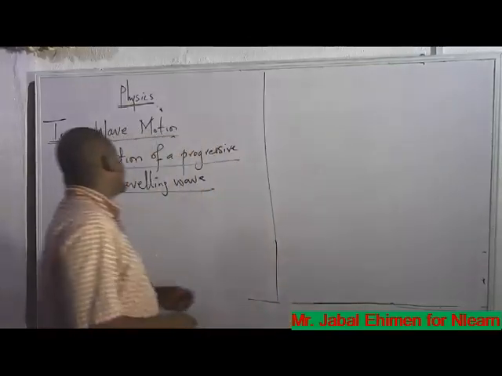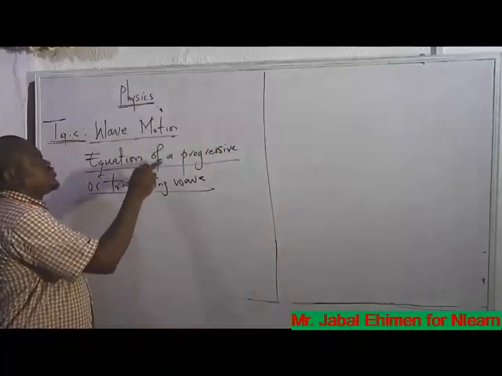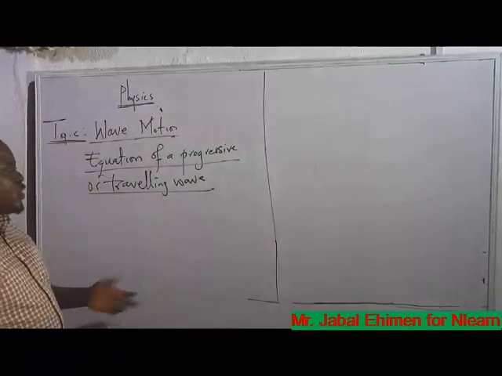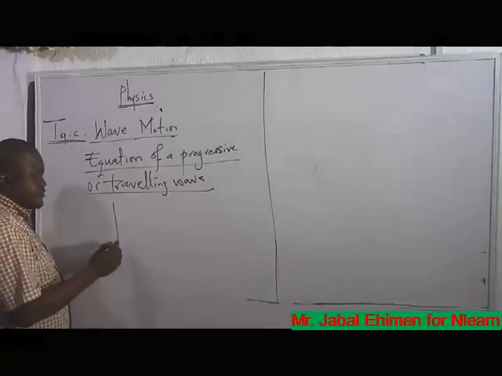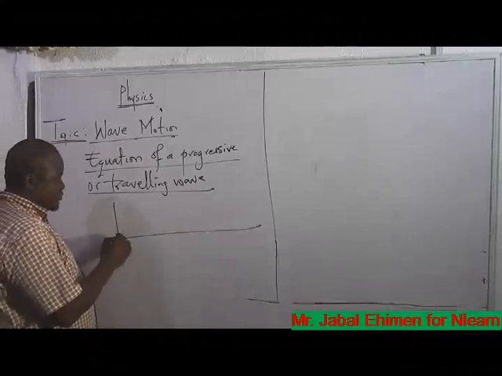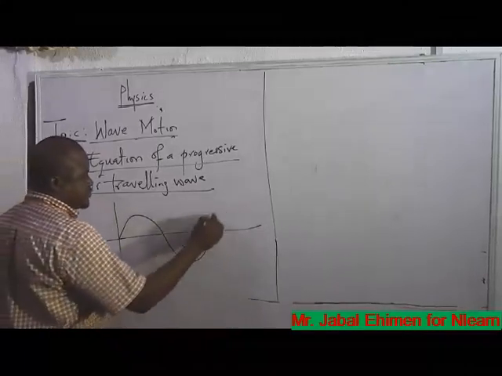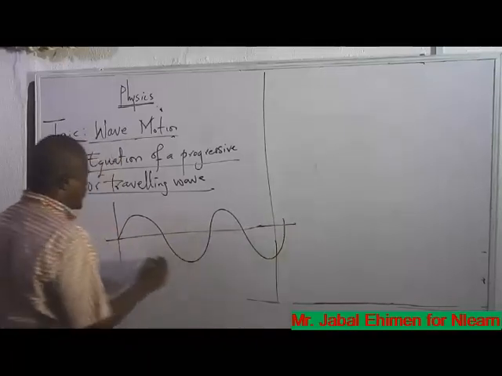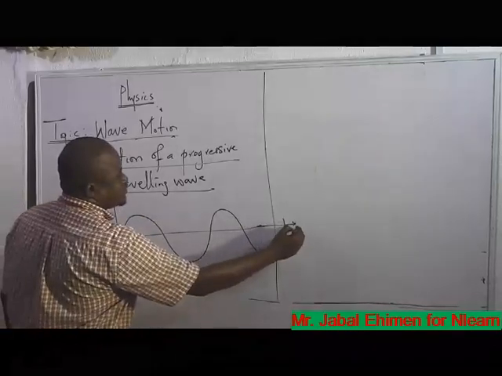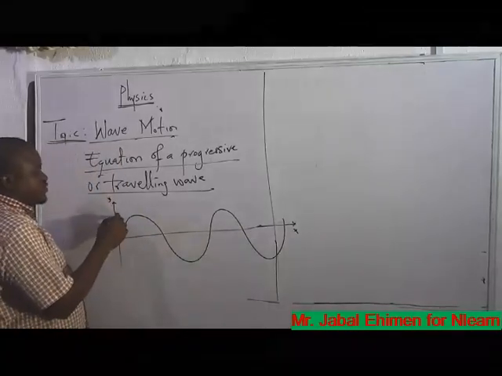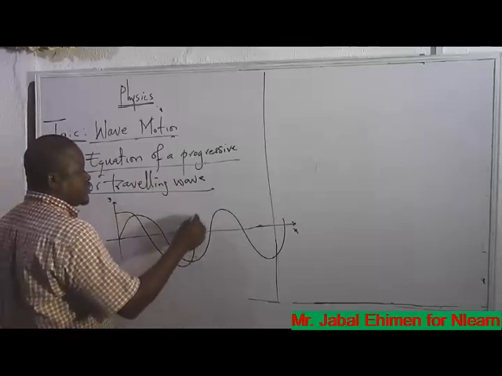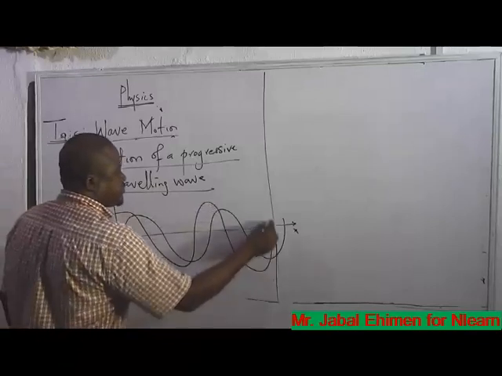So for the progressive wave, the equation of a progressive or traveling wave. Now, we can consider a wave that is of this nature. Well, probably there are two waves. You have one traveling, and the other did not start from the origin. This is Y and this is X. If this does not start from the origin, it can start somewhere like this. It can start like this, and finally.